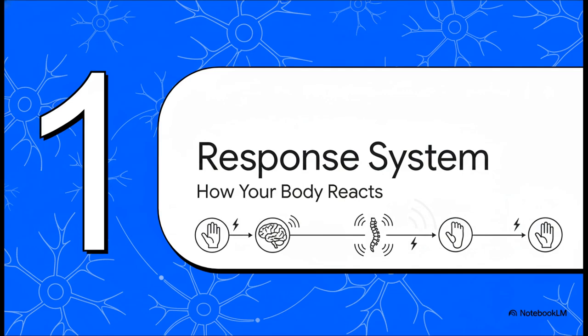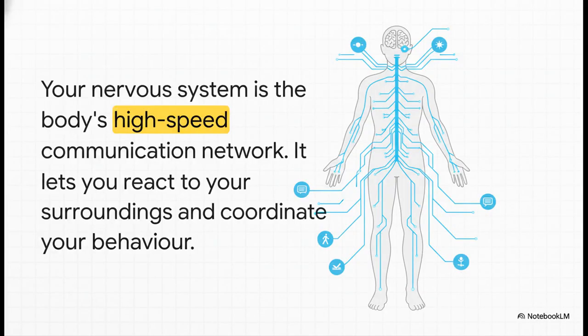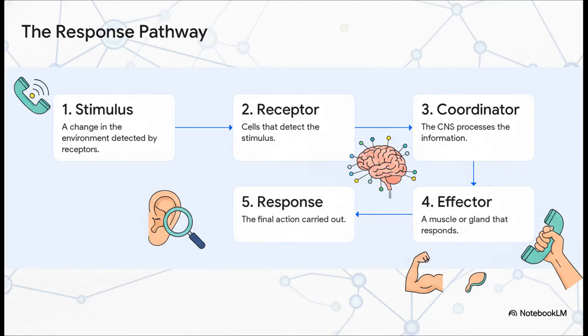Okay, first up, your body's response system. Before we can get to those lightning-fast reactions, we need to understand the basic communication route your body uses for, well, pretty much everything it does. The easiest way to think about your nervous system is like your body's own internal internet. It's this incredibly complex, high-speed network of wires that carries messages everywhere. And really, it has two massive jobs: letting you react to the world around you and making sure all your actions are coordinated.